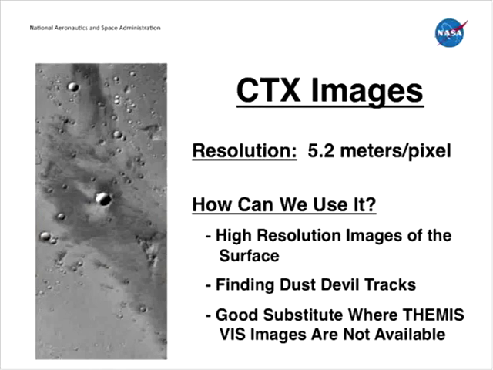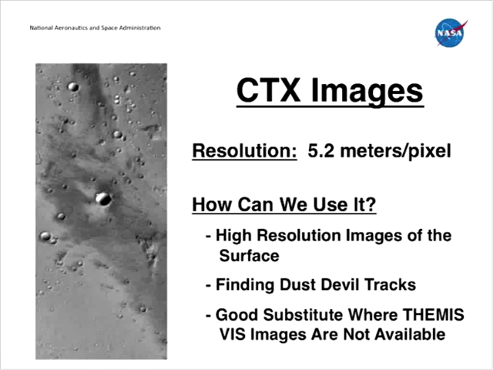Now the resolution of these CTX images is a little bit higher than Themis Vis at 5.2 meters per pixel. Now how can you use these images for your project? Well, first off, they provide a much higher resolution image of the surface. So if you want to study small things, small craters, small sand dunes, they're much easier to measure with the higher resolution images. You can also use CTX to find small things like dust devil tracks, which tend to be much smaller, much finer than wind streaks.